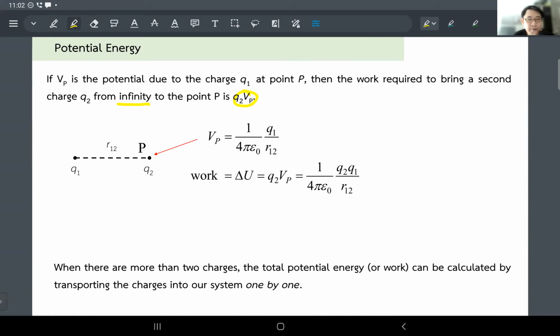One more time. Okay, think logically. At first, the whole universe only contained Q1. There's nothing else, just Q1. Then your task is, well, hey guys, I'm just gonna bring Q2 and place it there. How much work do I need to do?